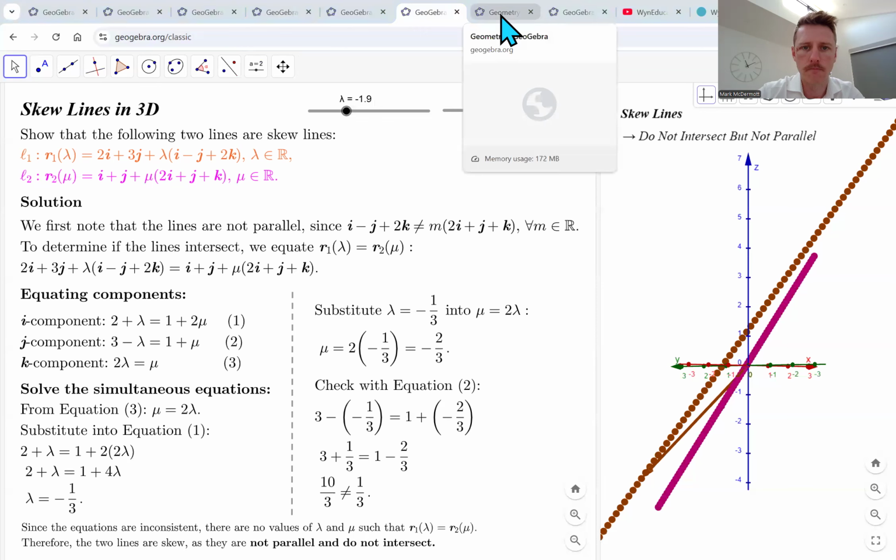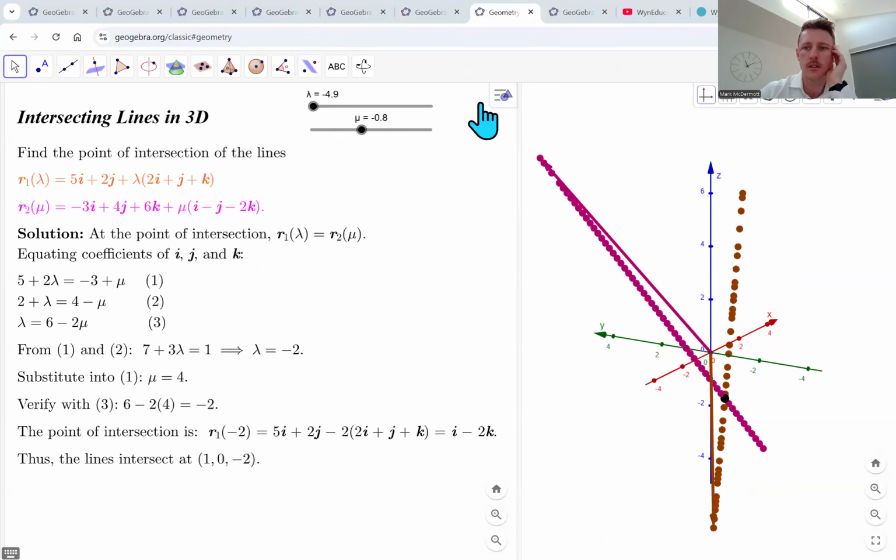So look, next one, intersecting lines in 3D. Okay, so maybe I'll hide that for now.